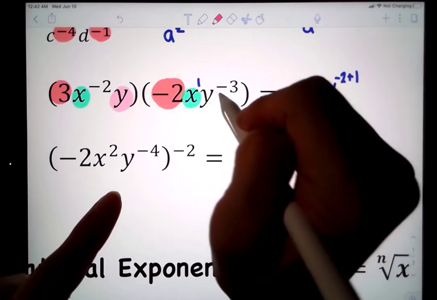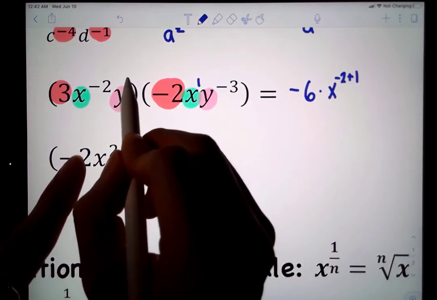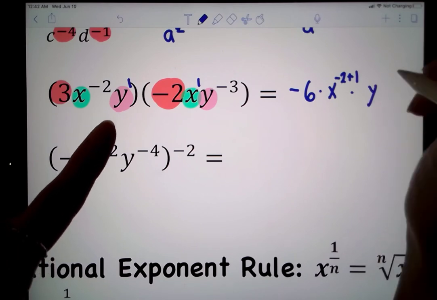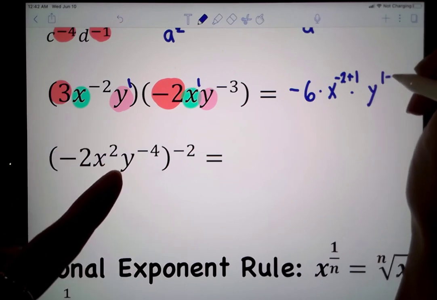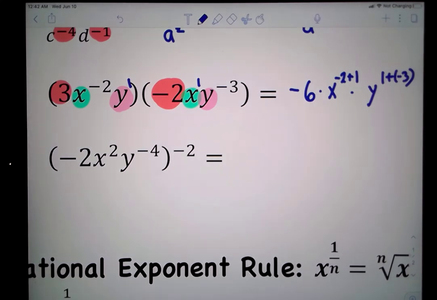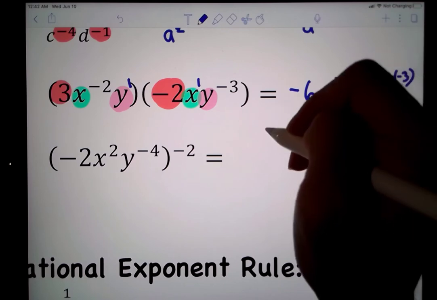So your y over here, that is what? So nothing over here, so that's 1. That means 1 times y, and 1 plus negative 3, like this, right? Because I used the product rule. We did it yesterday, right?